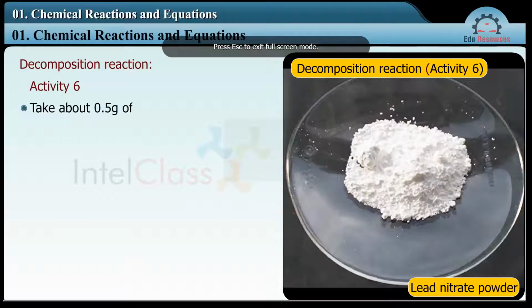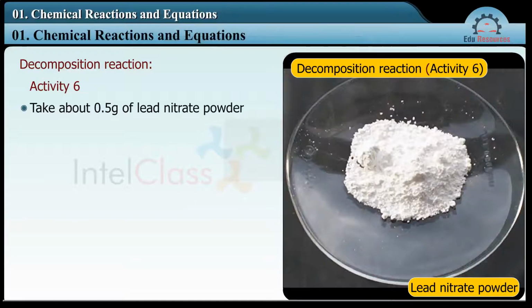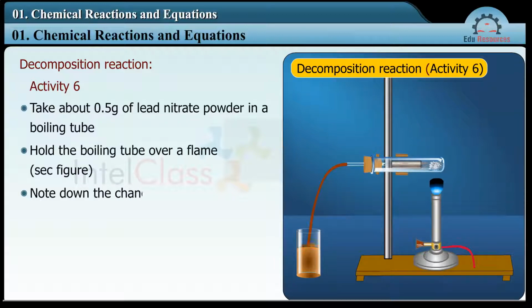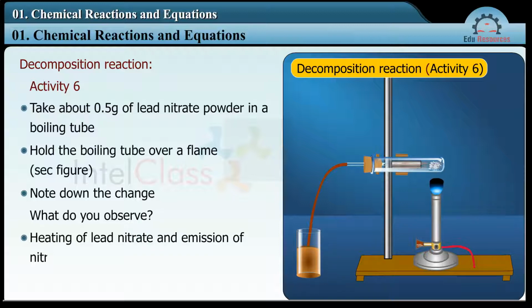Take about 0.5 grams of lead nitrate powder in a boiling tube. Hold the boiling tube with a test tube holder. Heat the boiling tube over a flame and note down the change. What do you observe? Heating of lead nitrate and emission of nitrogen dioxide.